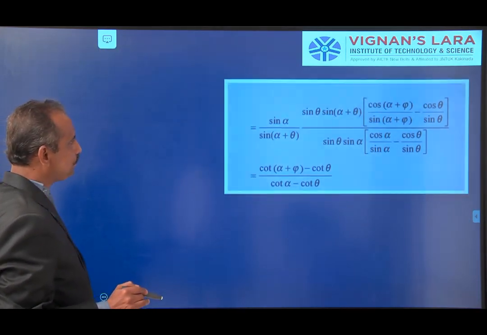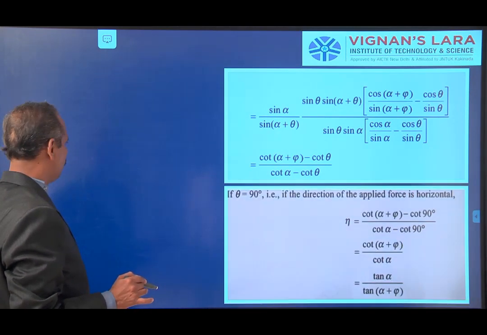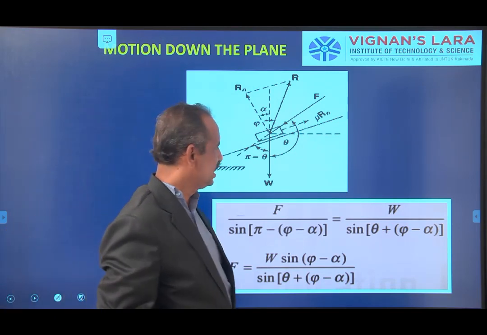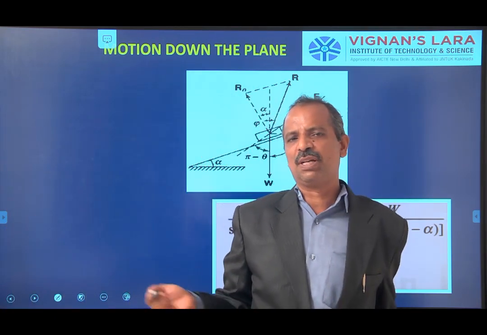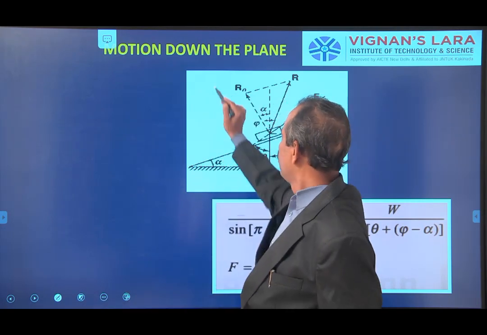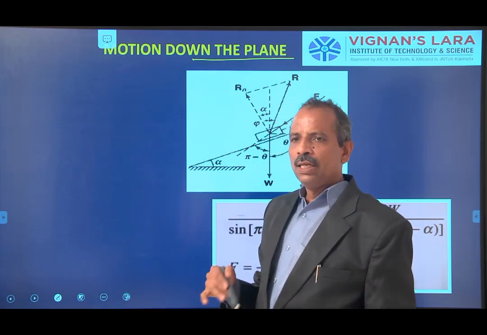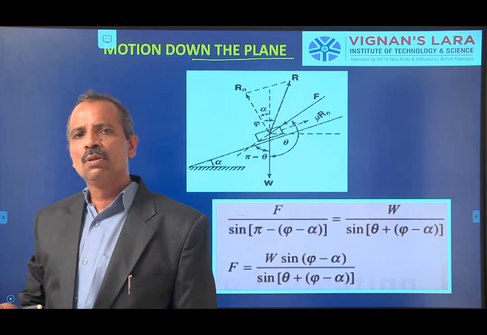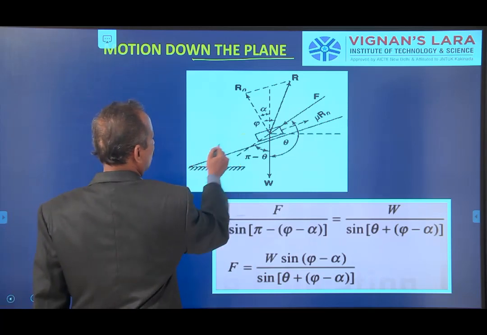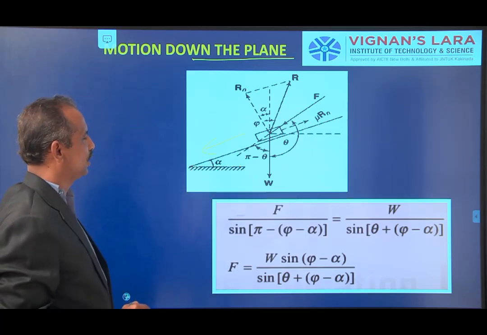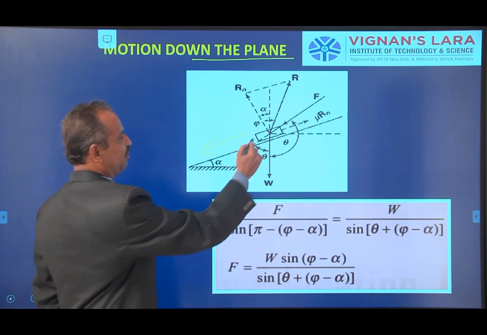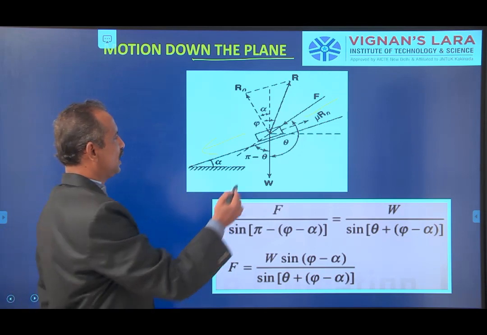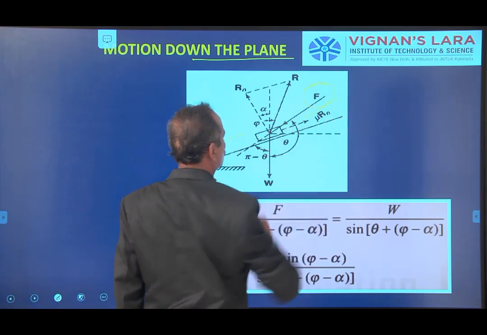Like when the load is moving down, this is the other case which is similar to the previous case we did, that is motion down the plane. Instead of moving up the plane, my objective is now to slide the body in a downward direction. In that case, my frictional force is in the upward direction. So for that, what type of force do I have to apply? I have to apply a pushing force like this.